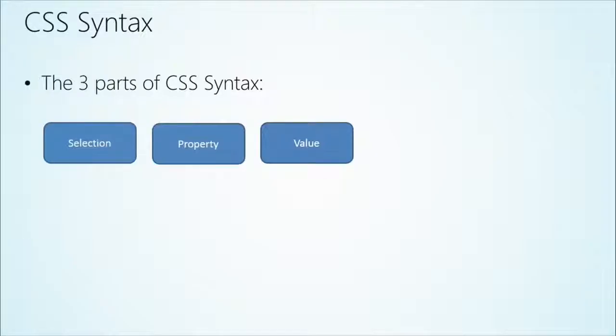Talk a little bit about the CSS syntax. When you're writing CSS, it's basically broken down into 3 sections. You've got your selection, you've got your property, and you've got your value. Okay.